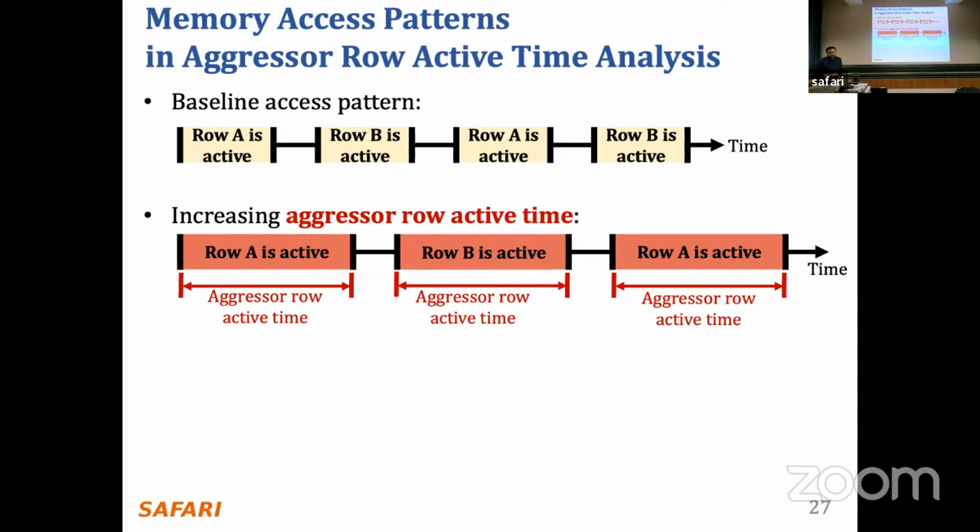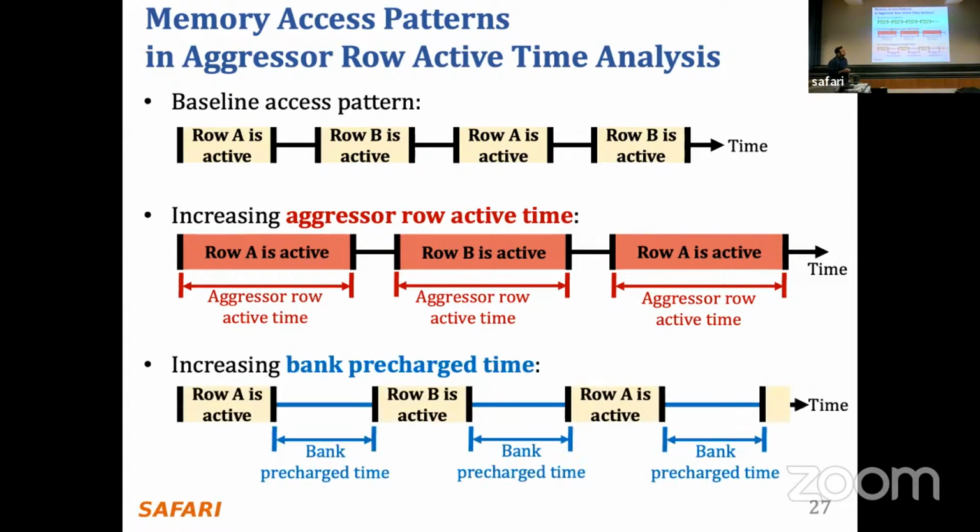In the first set of experiments, in this part of the paper, we increase the aggressor row's active time. What does that mean? We make this yellow background part longer, so row A is active for a longer time. Then we keep this close time the same as before. Then we activate row B, and we also keep it active longer. We look at the effect of this access pattern compared to the baseline access pattern on RowHammer vulnerability. We also have the complementary set of experiments, where we increase the time the bank stays precharged.